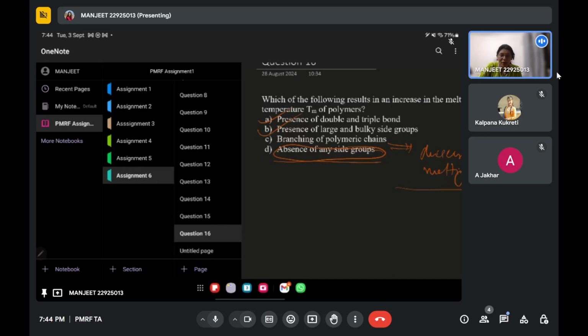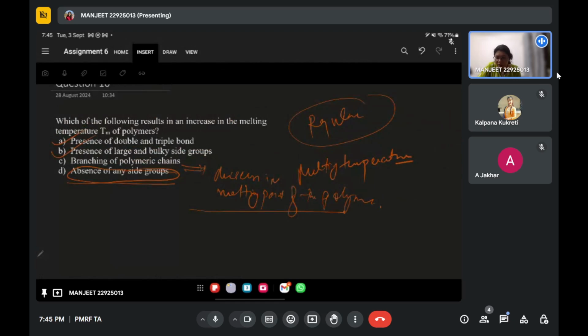If any one of you has any doubt in assignment number 6, we can discuss it. If you have a doubt, just unmute yourself and you can ask. If you have any doubt, just let me know. Okay, no doubt. Is it clear? Yes. Okay, this is all about assignment number 6.